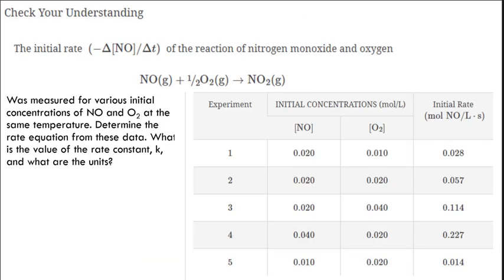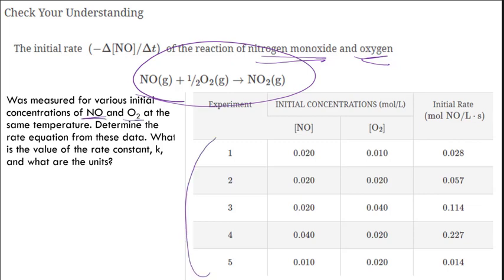Here's an experiment where we looked at nitrogen monoxide reacting with oxygen. Here's our reaction. And we measured various initial concentrations of NO and O2 in 5 different experiments. See if you can determine the rate equation from this data. What's the value of the rate constant K, and what are the units? Why don't you pause the video here and see if you can do what we did in the last example.